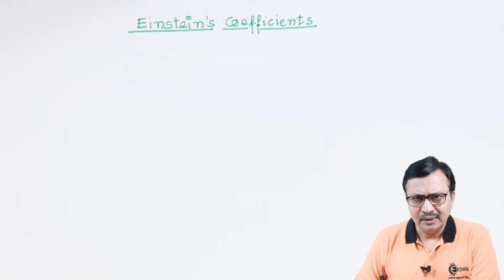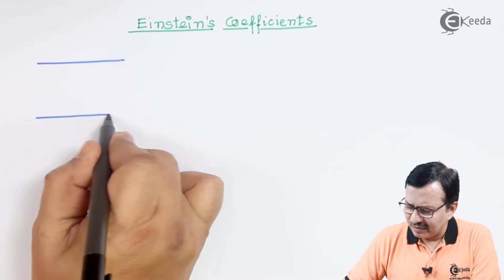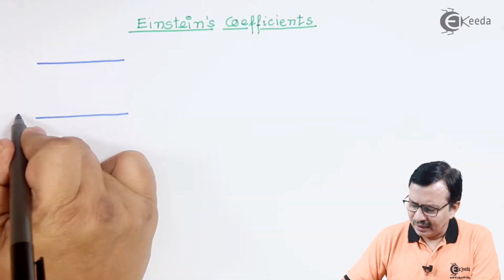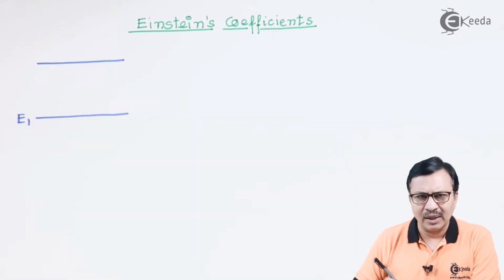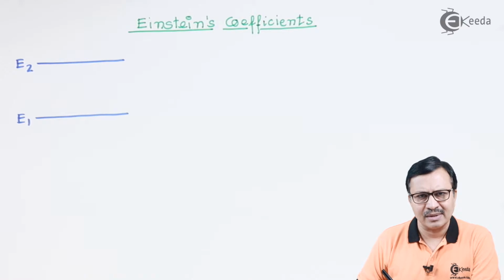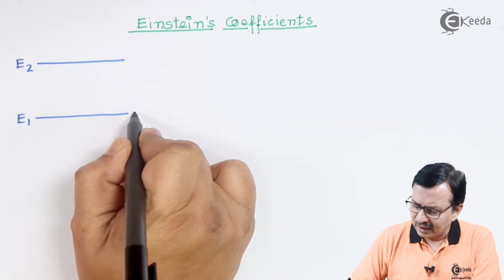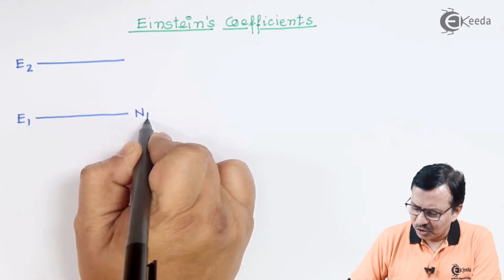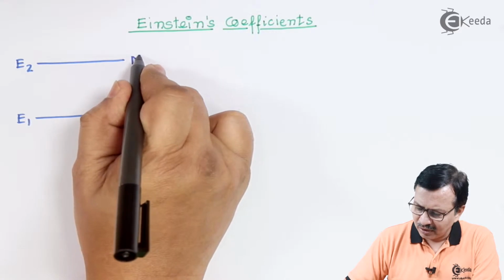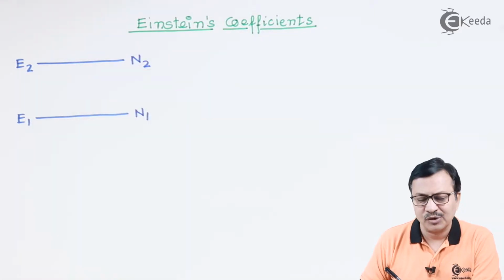Consider matter that is comprised of only two energy levels. This is a very hypothetical case that we are considering. E1 is the ground state and E2 is the excited state. The total number of atoms in the ground state, let us assume that to be N1 at a particular temperature, and the total number of atoms in the excited state, we consider them to be N2.